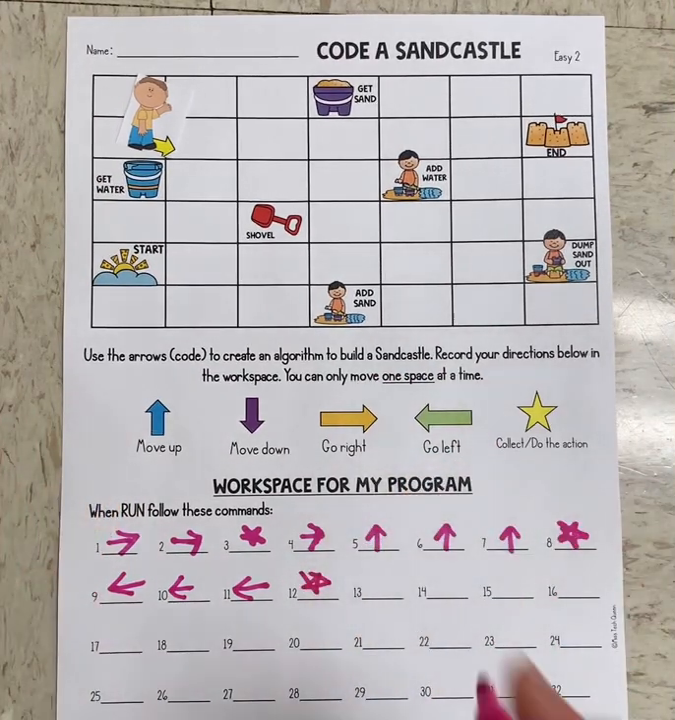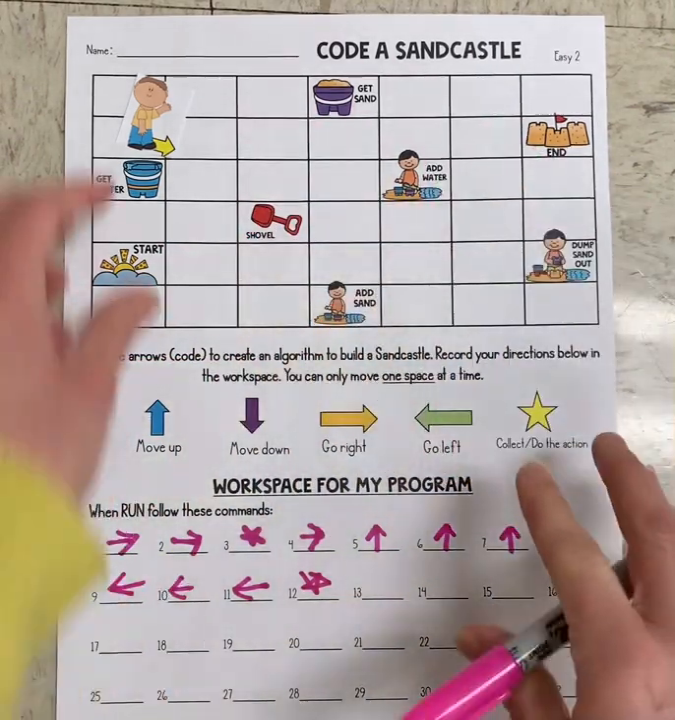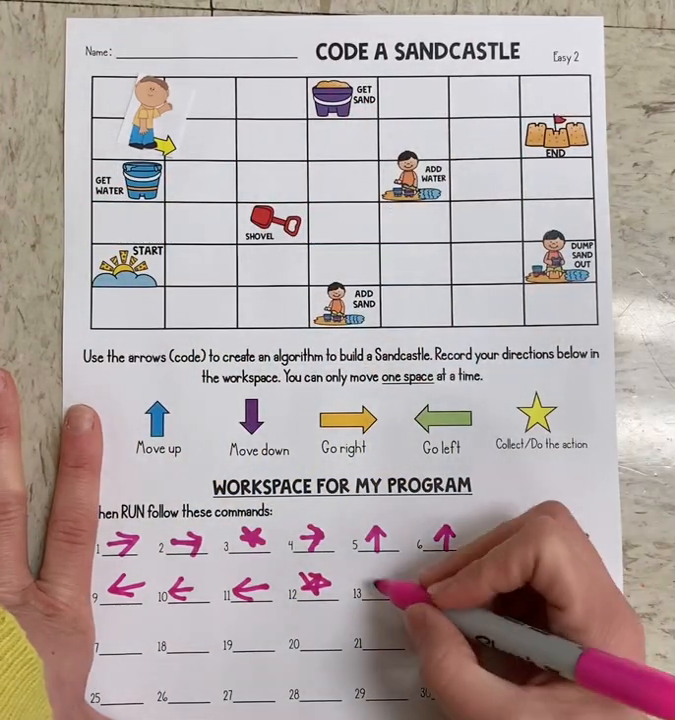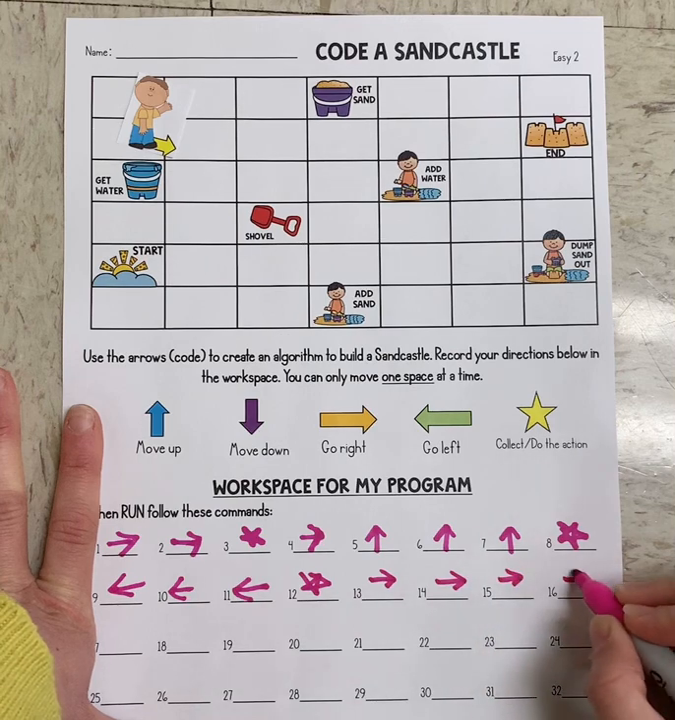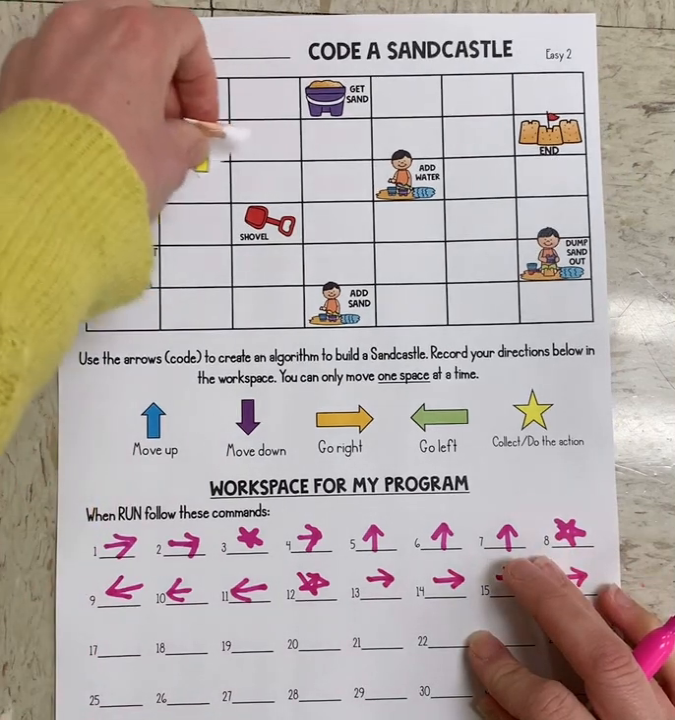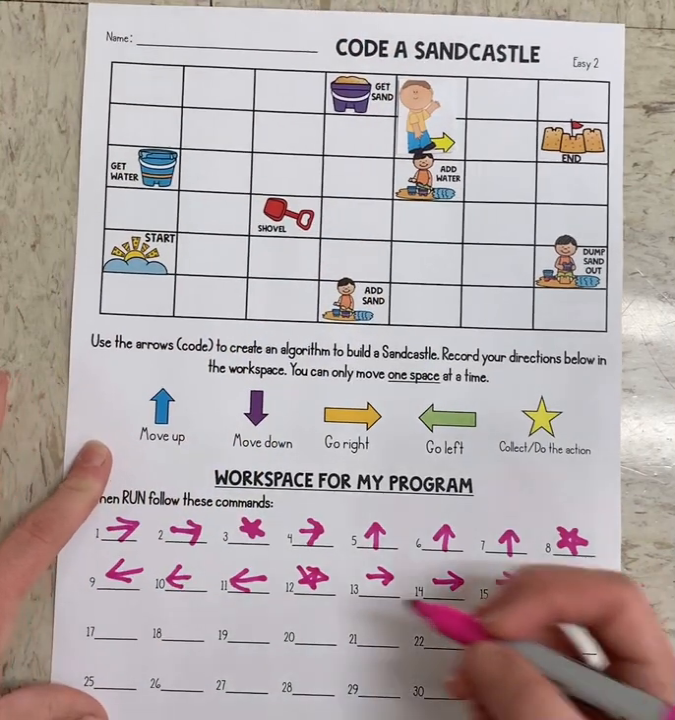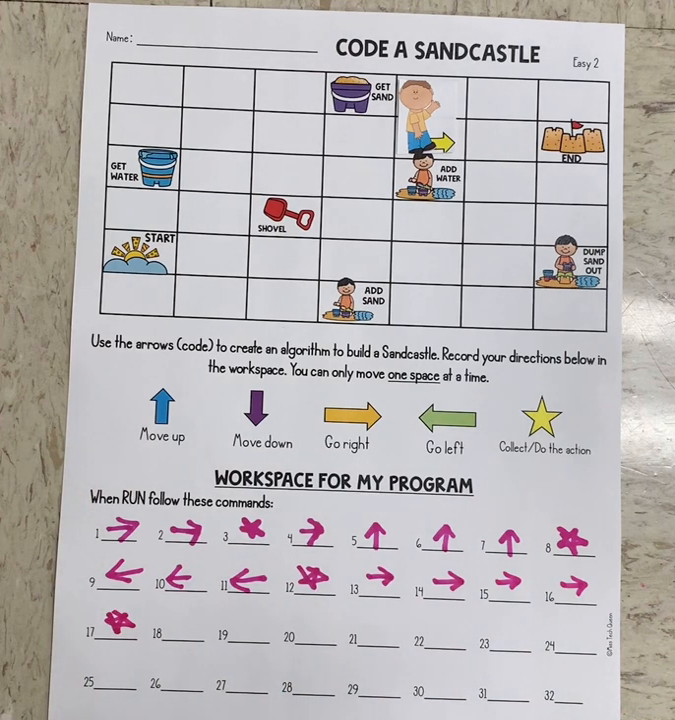Okay, next thing, I have my water, but there's a code for add the water to my sand. So I need to move over to that. 1, 2, 3, 4 spaces to the right. So I'm going to draw 1, 2, 3, 4 arrows. And I'm going to move him 1, 2, 3, 4. And then I'll press the star for do that action. Add the water. Okay, now I've got my water added to my sand.